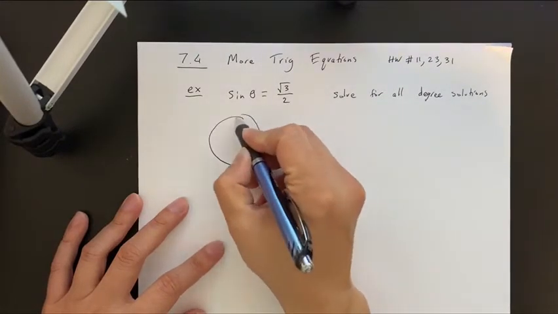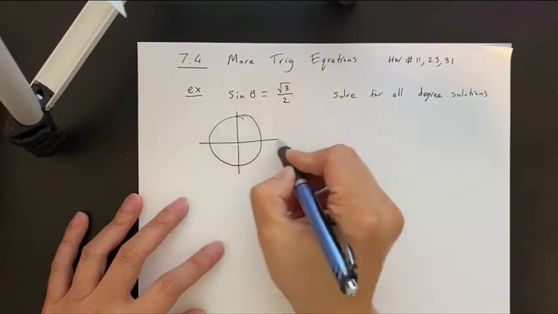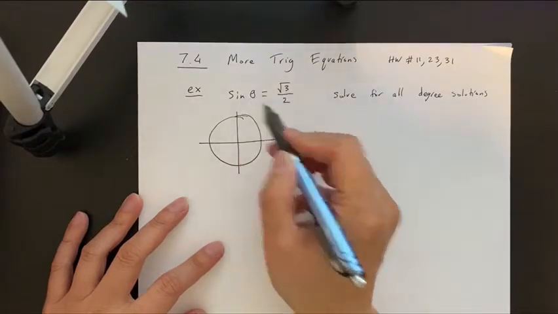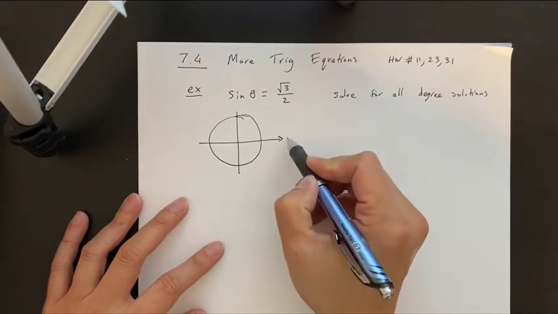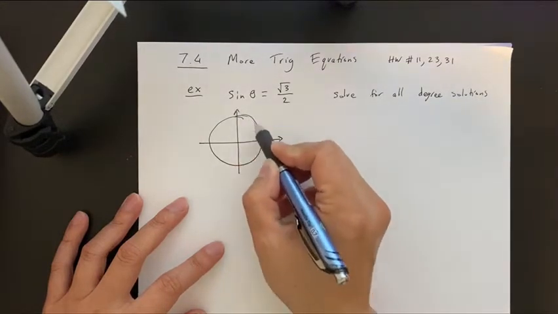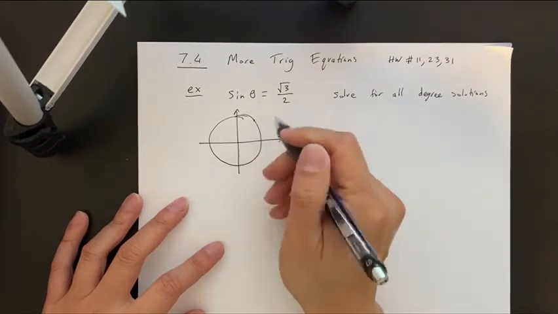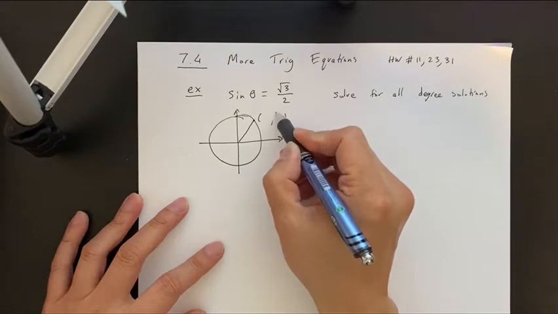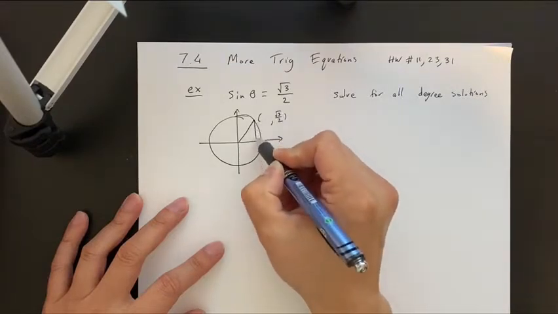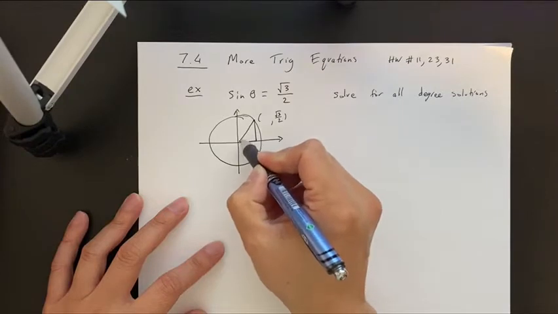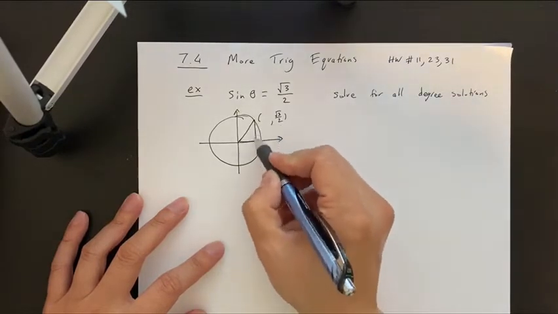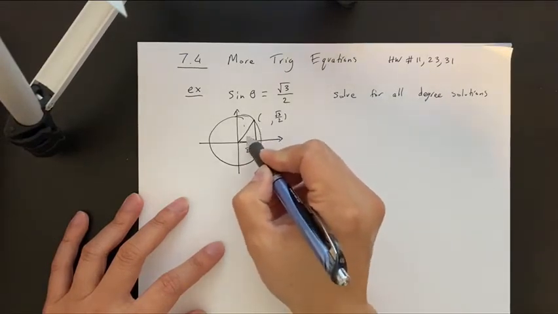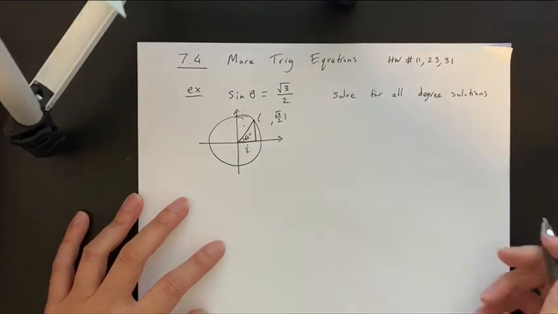So root 3 over 2 is a very nice value on the unit circle. We actually do know the position that would give us this value for sine. Sine on the unit circle would give us back the y value. So there is a position over here in the first quadrant with the y value being root 3 over 2. And I know this position pretty well because it comes from this special right triangle. This side is root 3 over 2, this would be 1/2.